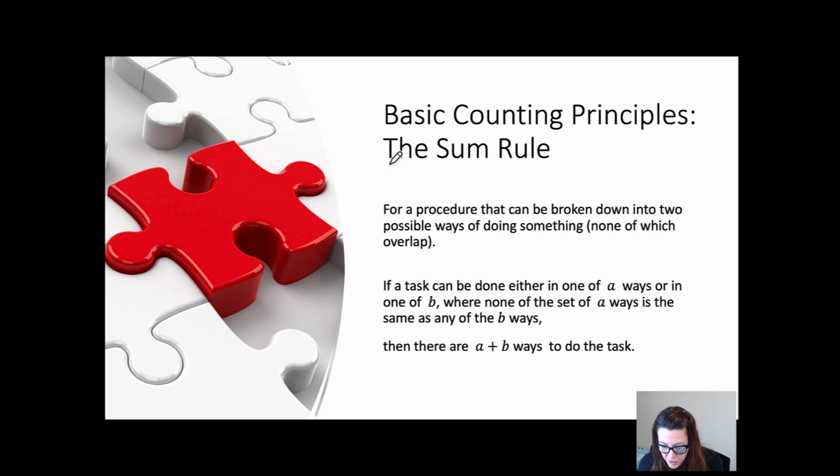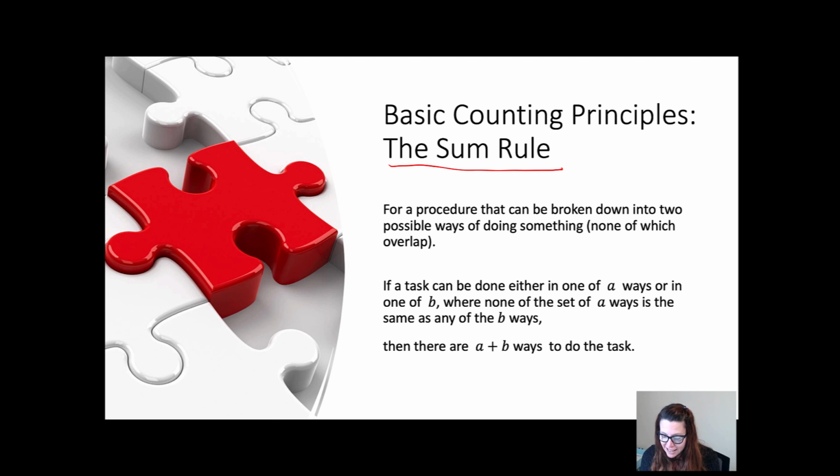Okay, so on to the second rule of counting, which is the sum rule. Sometimes you have a procedure that can be broken down into two possible ways of doing something, and neither of those ways overlap. So this is different than a task where you have to do one thing and then the next thing, a sequence of events, which is why a sequence is a nice way to model that. Sometimes there are two possible ways to do something, right? And I know how to count this one option, and I know how to count this other option, and I know these options don't overlap.